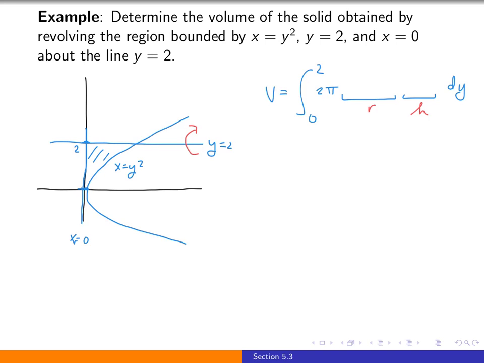So if we draw a typical shell, we're now going to want to break this up into horizontal pieces, and then we're going to rotate that piece around the line y equals 2. So looking at the radius of this, if we have a y value where we've drawn that rectangle, the radius is going to be 2 minus y. And the height is simply going to be given by the function value, y squared.